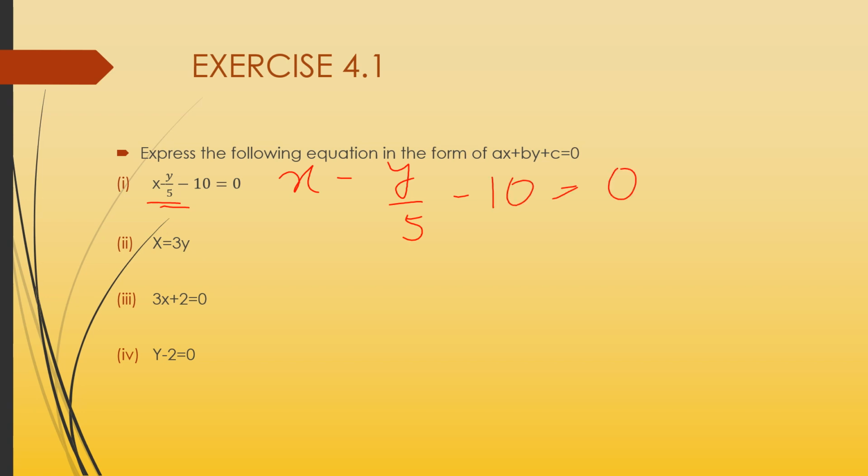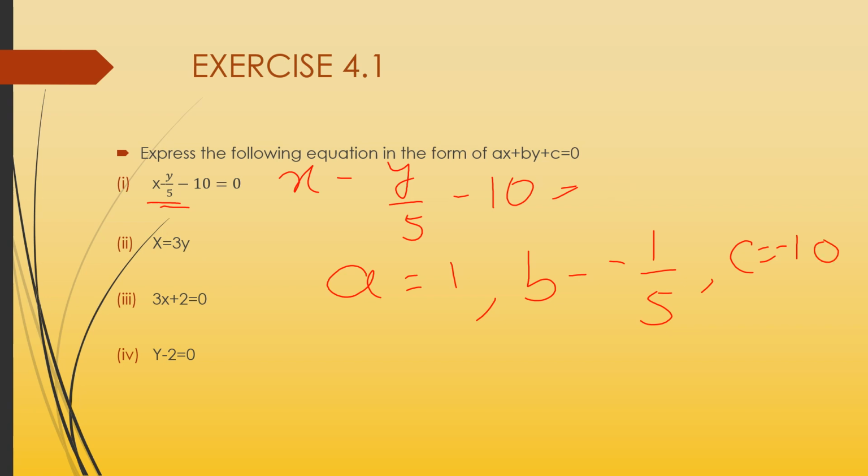Since it is already in the form ax plus by plus c, there is no need to express it again. Or you can do one more thing: you can take the LCM as 5 and then rewrite it. But you can directly write down the value of a is 1, the coefficient of x is 1, the coefficient of y is b, which is minus 1 by 5, and the value of c here is negative 10.